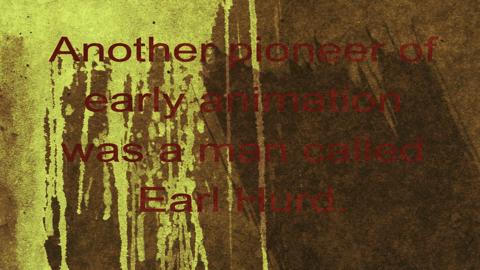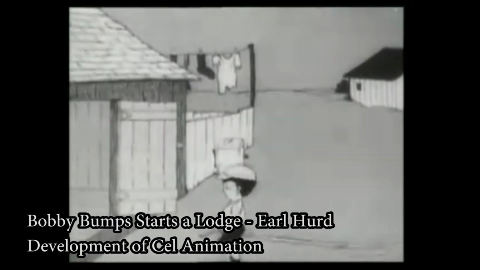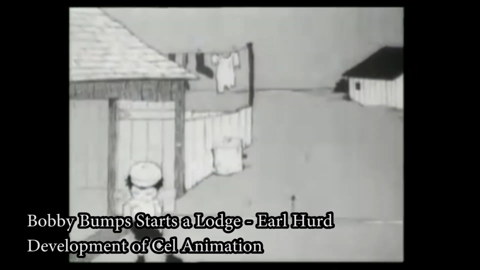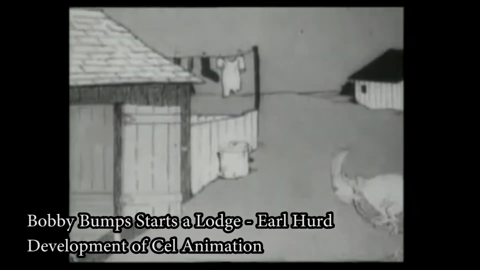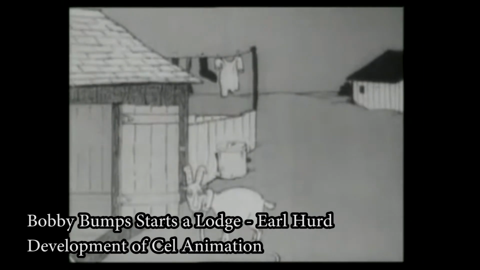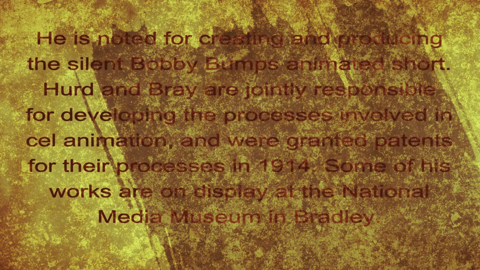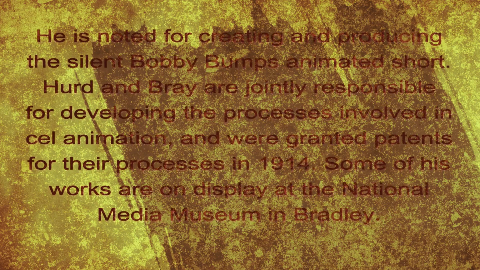Another pioneer of early animation was a man called Earl Hurd. He is noted for creating and producing the silent Bobby Bumps animated short. Hurd and Bray are jointly responsible for developing the process involved in cell animation, and were granted patents for their process in 1914.